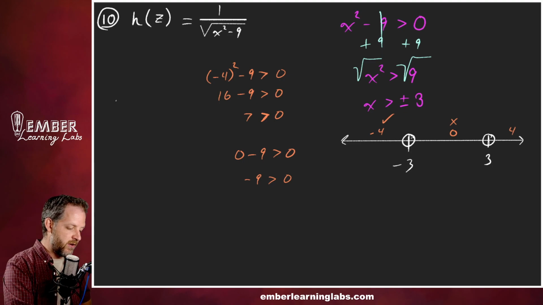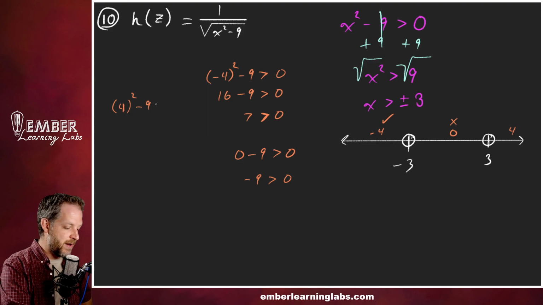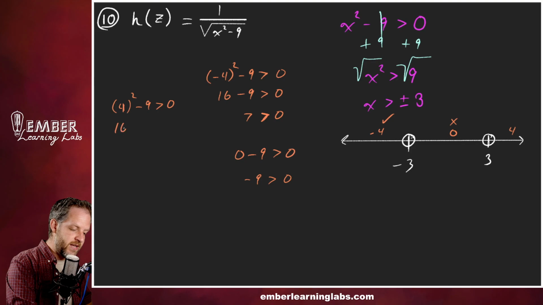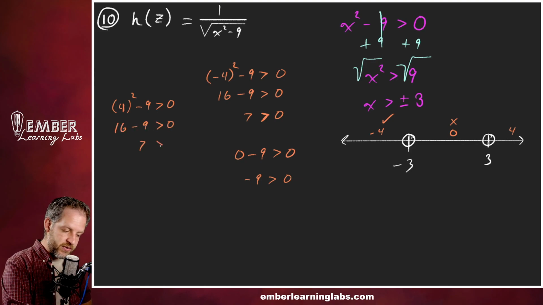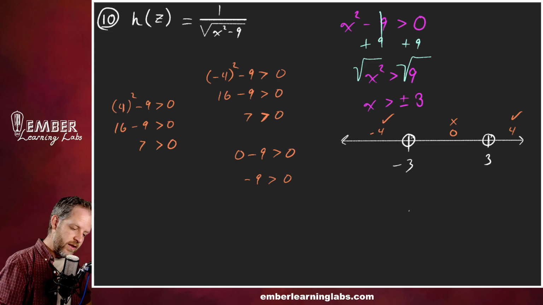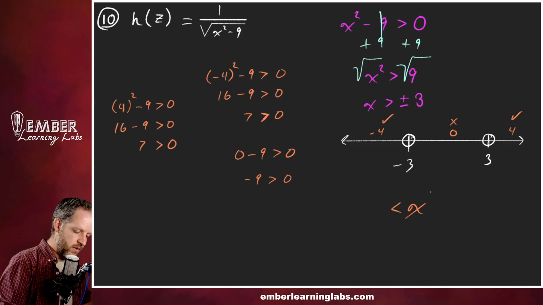Let's do our third and final one. We're going to plug a +4 in here. 4 squared minus 9. I think you may be able to see where this is headed, but we'll walk it out just in case. 4 times 4 is 16. Minus 9, is that greater than 0? 7 is greater than 0. This one works.